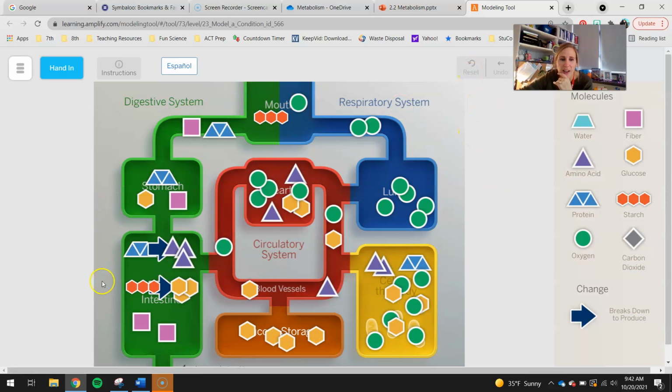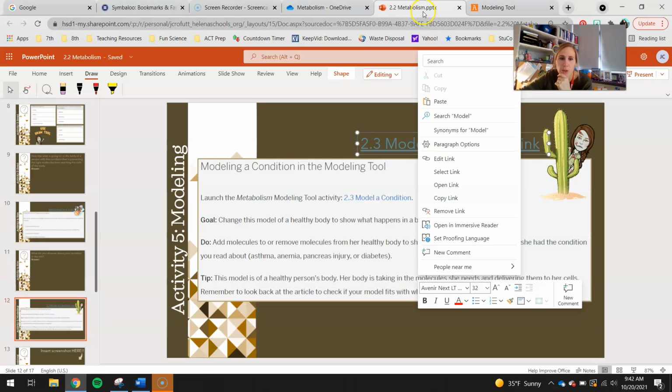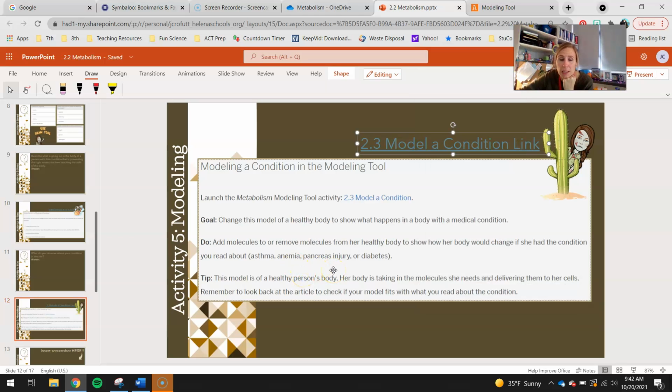Okay, and what you guys have here is a healthy body modeled for you. So you guys can kind of see where all of these things come into our body. And you guys can see maybe how they're digested, or if they're brought in through the lungs, where they might go from there. Okay, what you guys are going to do is tweak that model to show your guys' body condition.